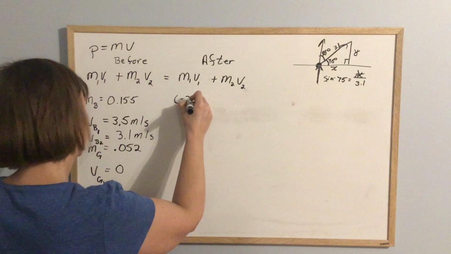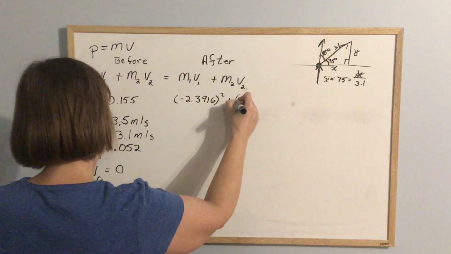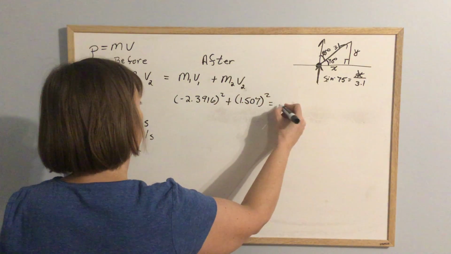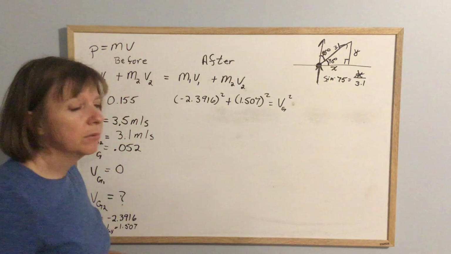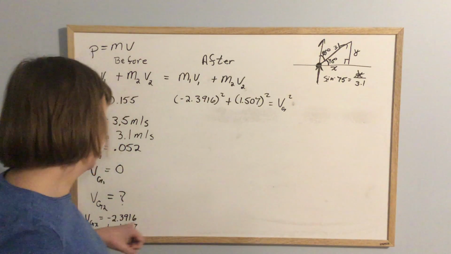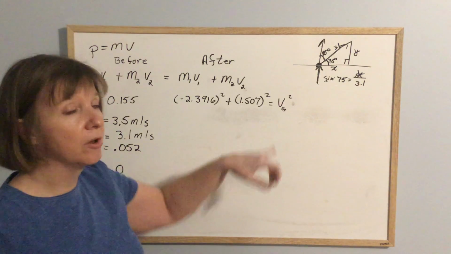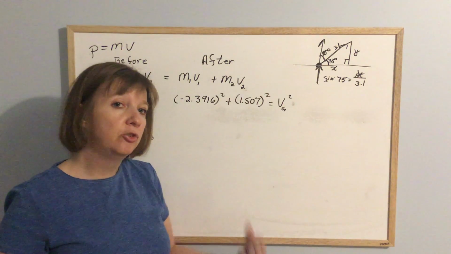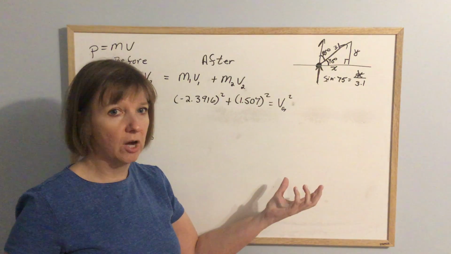I can do negative 2.3916 squared plus 1.507 squared is equal to my velocity of the golf ball squared. Please, please, do not round this off to say like negative 2.4 and 1.5. If you do that, if you round it off too much during your calculation, it's amazing how much it throws your answer off.